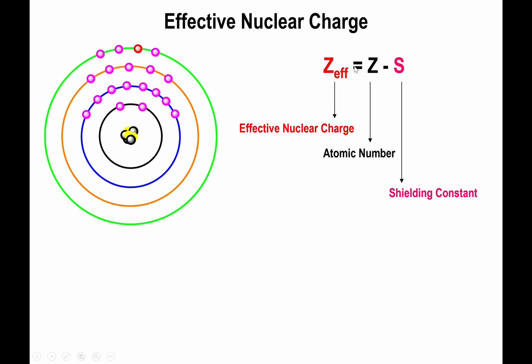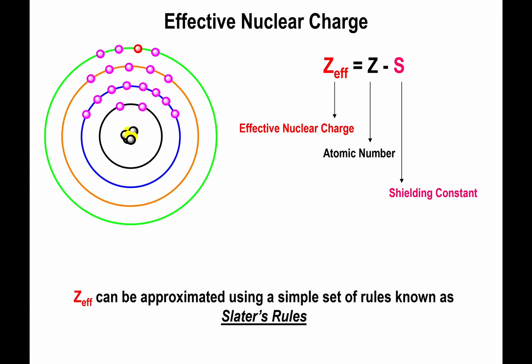But I need you to definitely know the symbols, right? So Z_eff is the effective nuclear charge. Z itself is just the atomic number of the element. S is the shielding constant. And what we're going to do is calculate the effective nuclear charge by first calculating the shielding constant. And in order to do this, I'm going to present to you a specific set of rules known as Slater's rules to approximate the shielding constant in a relatively simplistic manner.